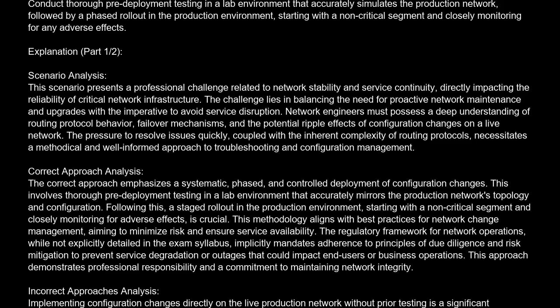The regulatory framework for network operations, while not explicitly detailed in the exam syllabus, implicitly mandates adherence to principles of due diligence and risk mitigation to prevent service degradation or outages that could impact end users or business operations. This approach demonstrates professional responsibility and a commitment to maintaining network integrity.